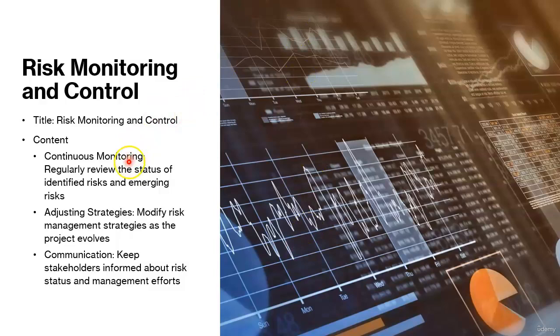Risk monitoring and control. Risk management does not stop once you have developed your mitigation strategy. You need to continuously monitor risk and adjust your strategies as the project evolves. Continuous monitoring. Regularly review the status of identified risk and watch for new risks that may emerge.